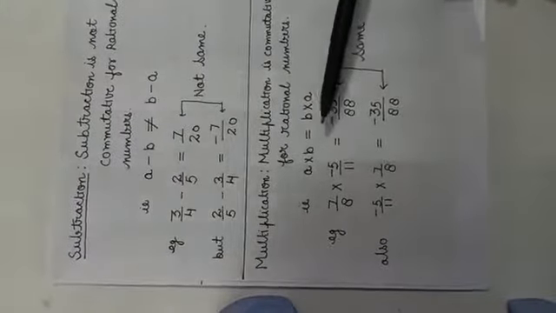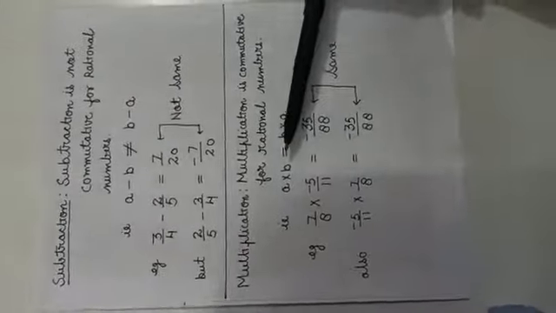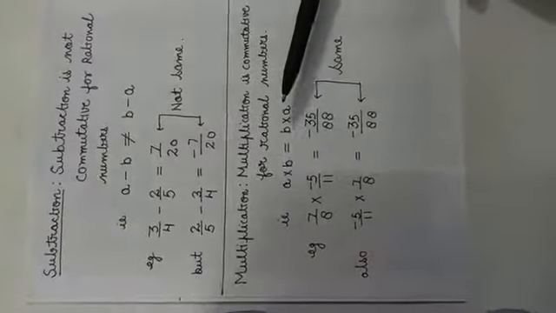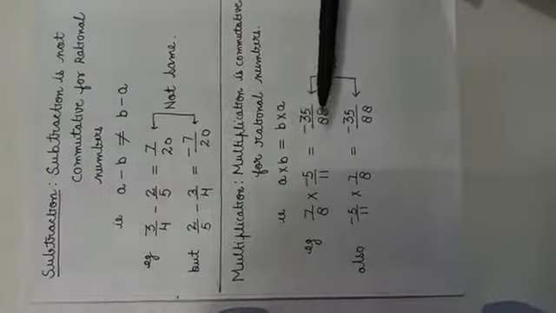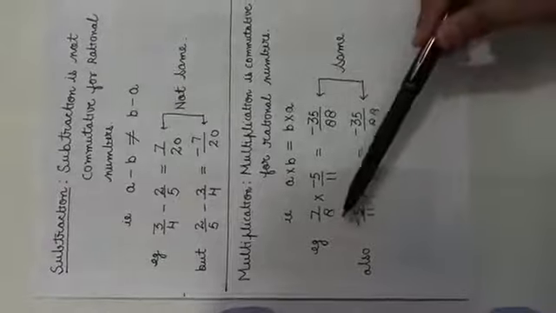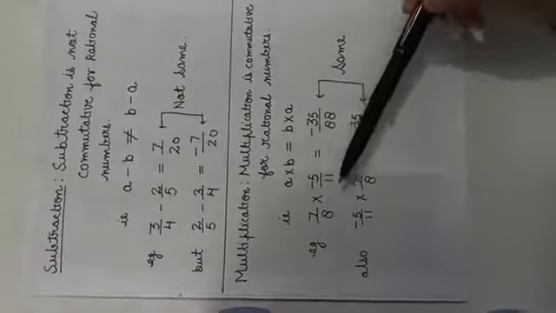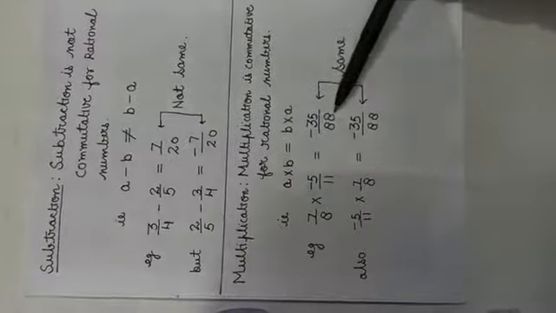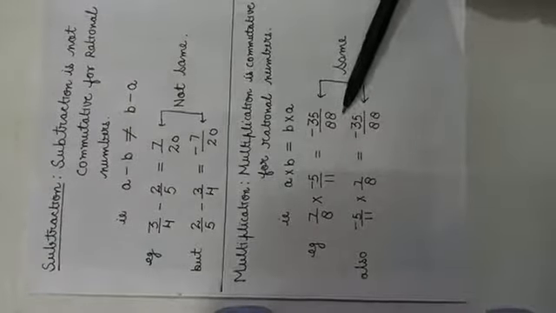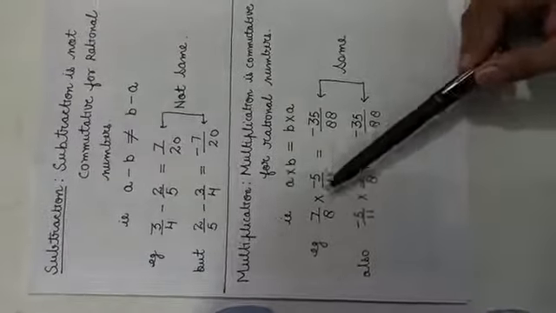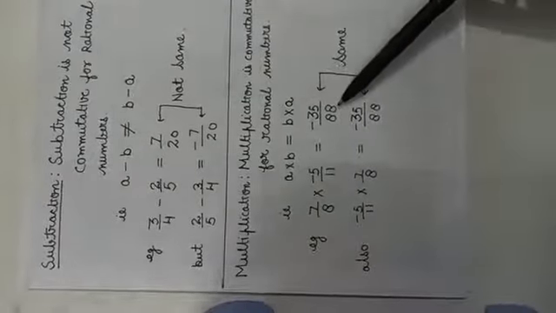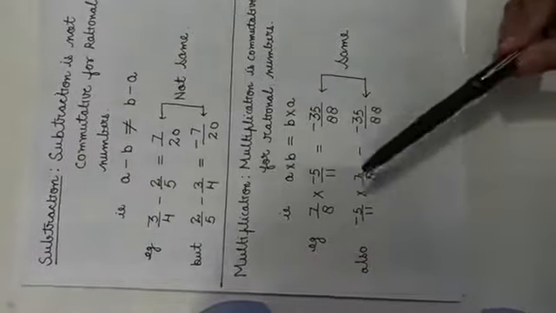Now the third operation, that is multiplication. We will look at whether the commutative property holds for multiplication or not. So we have taken two rational numbers and we are getting this answer. 7 by 8 multiplied by minus 5 by 11, we are getting the answer minus 35 by 88.